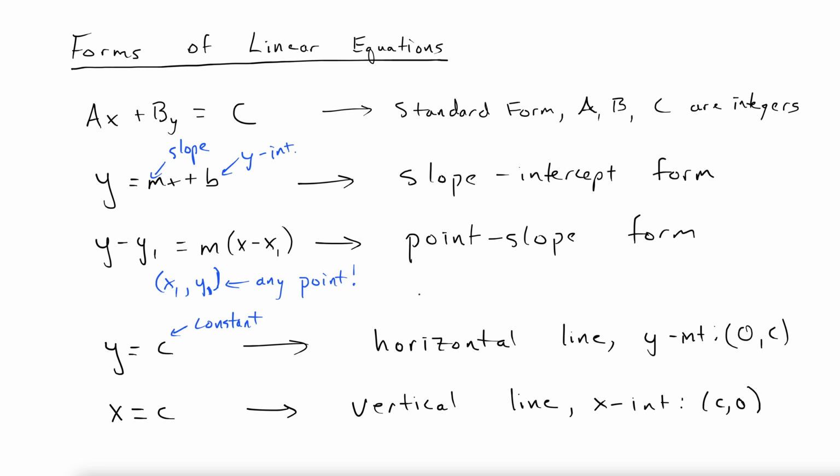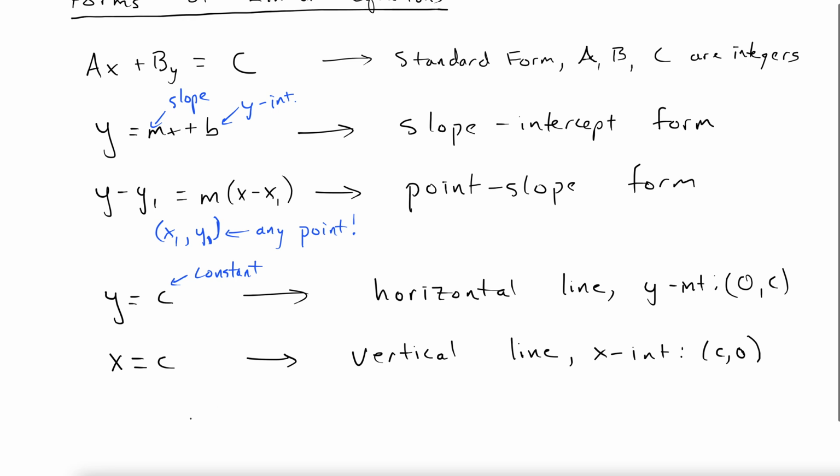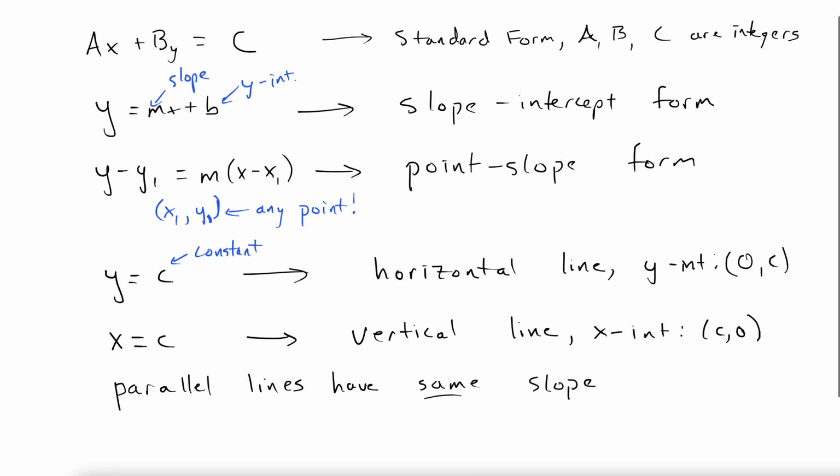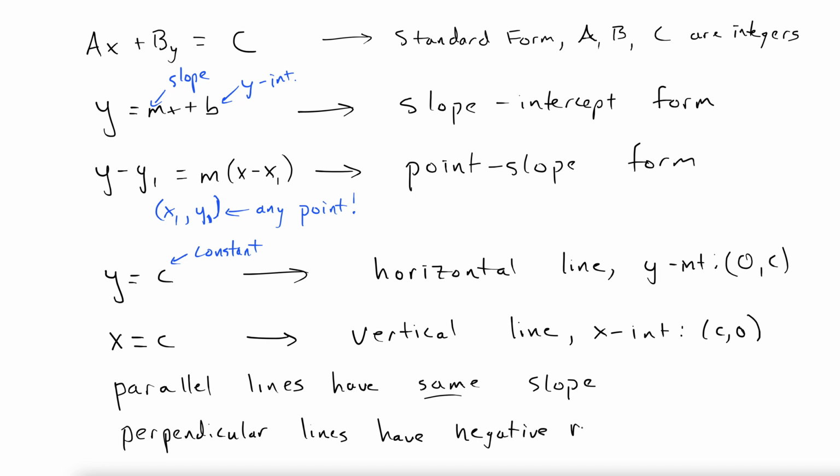And just so we're being complete here, let's remind ourselves that parallel lines have the same slope. And perpendicular lines have negative reciprocal slopes.